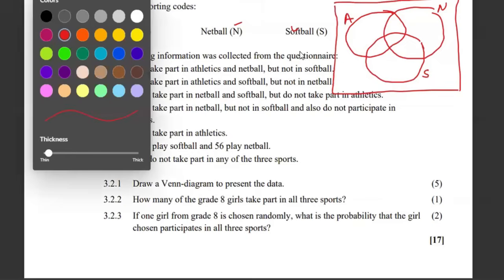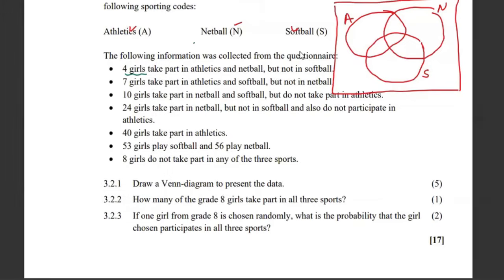Then they are telling us that 4 girls take part in athletics and netball, but not softball. So the 4 can be found there. Then 7 girls take part in athletics and softball, but not netball. So 7 is going to be here. And then 10 girls take part in netball and softball, but not in athletics. So 10 must be there.